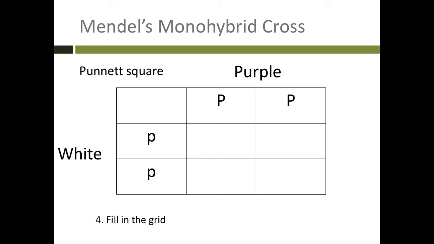Step 4 is to fill in the grid. To figure out what goes in this box, you would bring down the gamete from the top and bring over the gamete from the side.